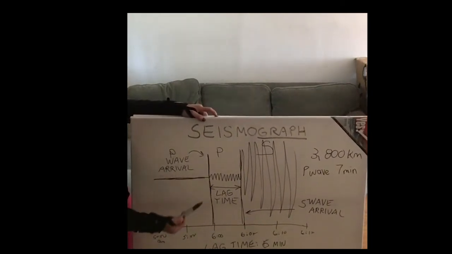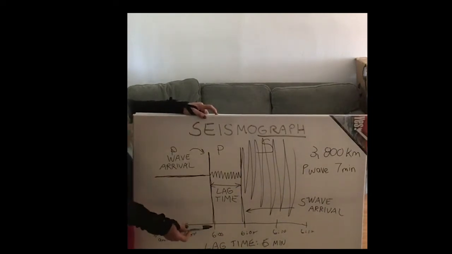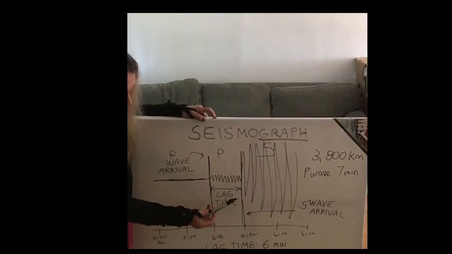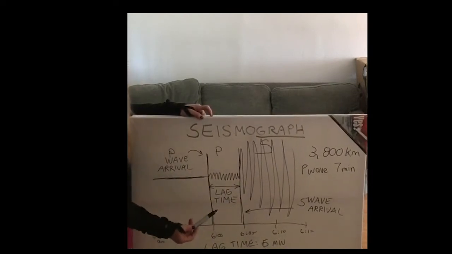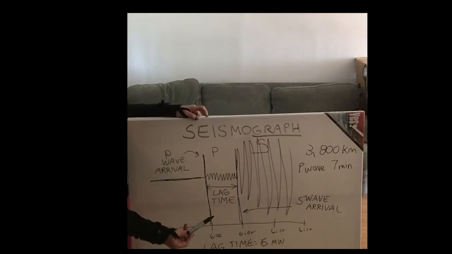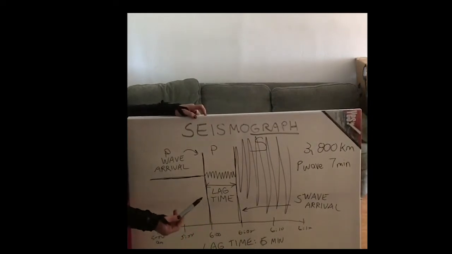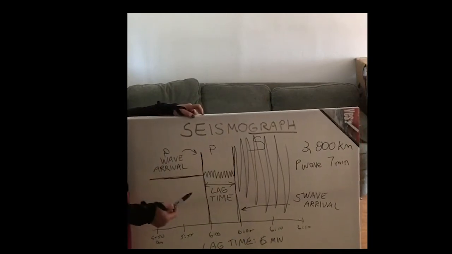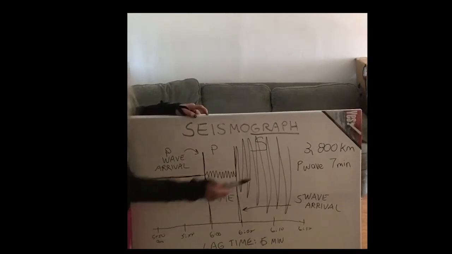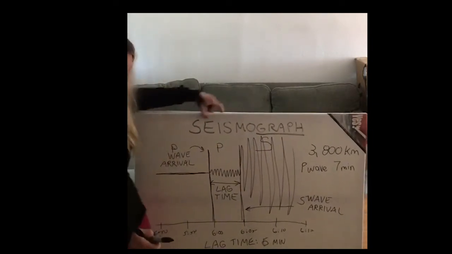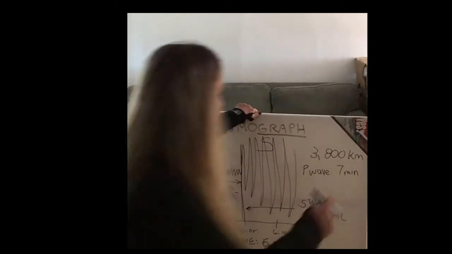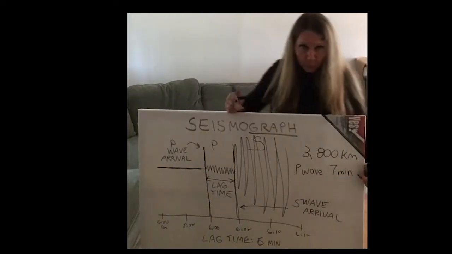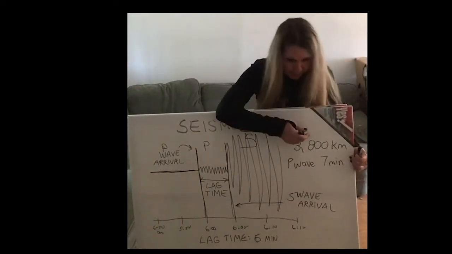The first waves detected on the seismograph came in at 6 o'clock. 5 minutes later, the S waves came in, so the lag time was 5 minutes. We put that 5-minute lag time in our S wave and P wave time travel chart, and we were able to determine that the distance from the epicenter is 3,800 kilometers.